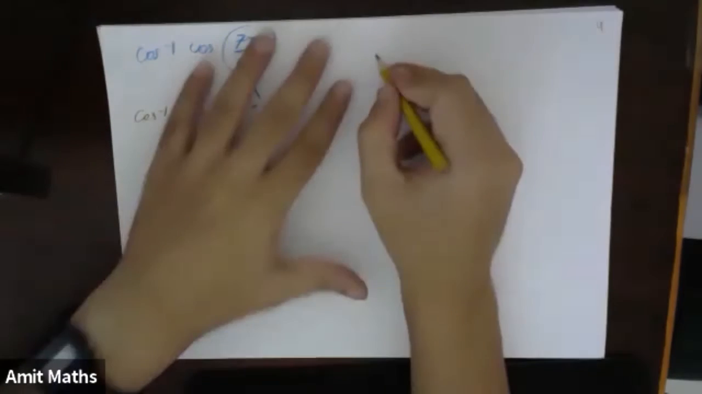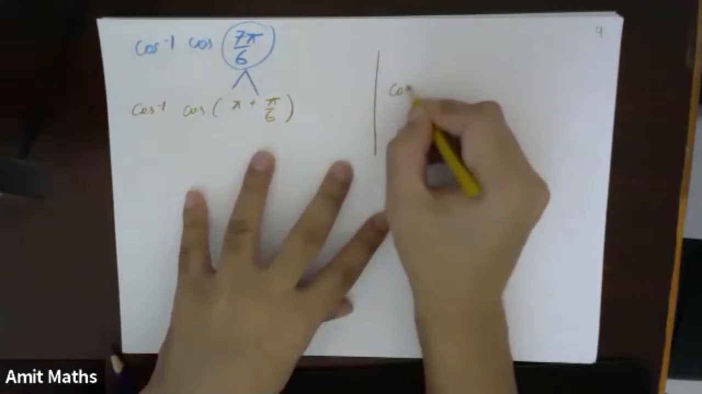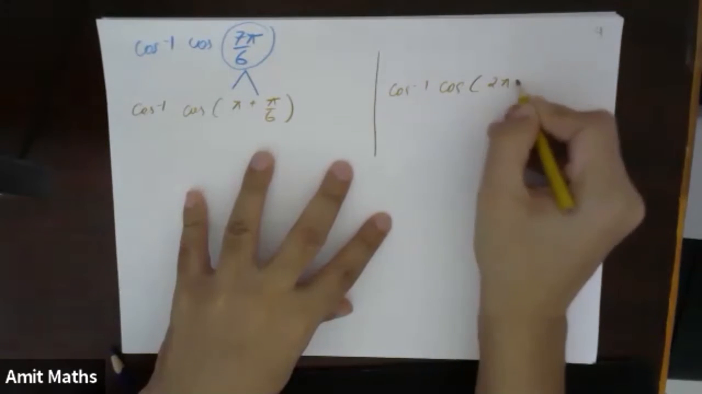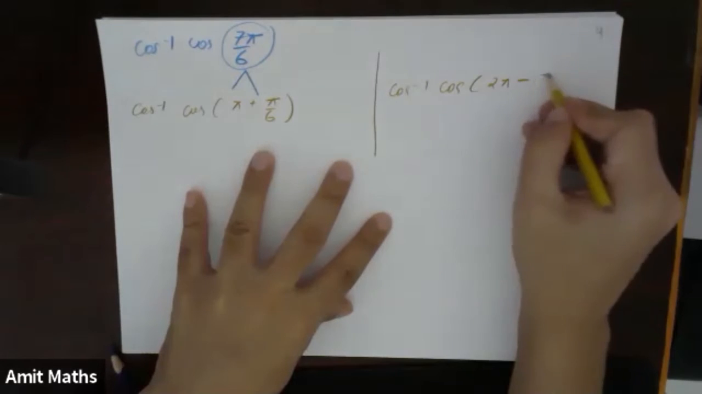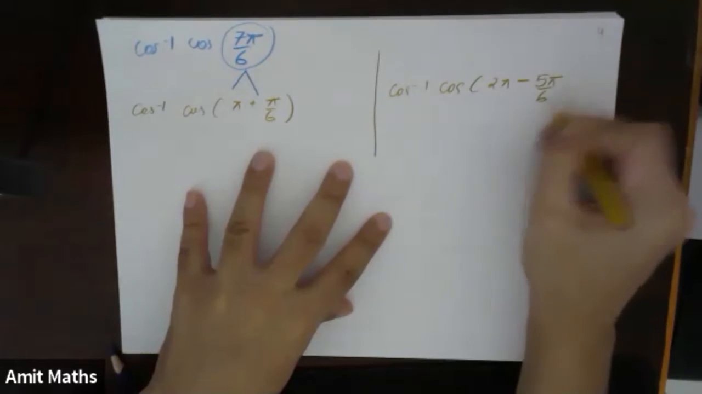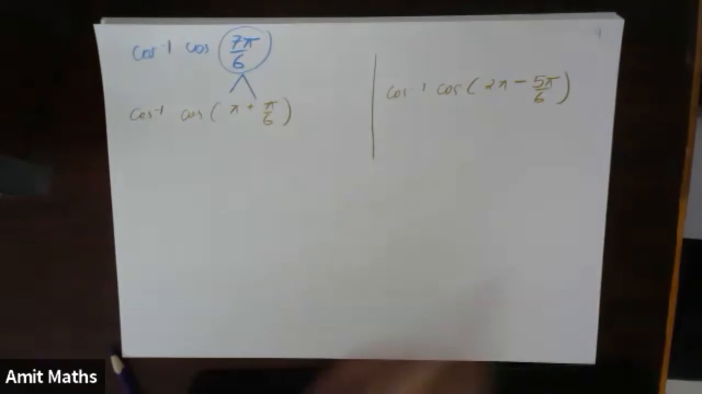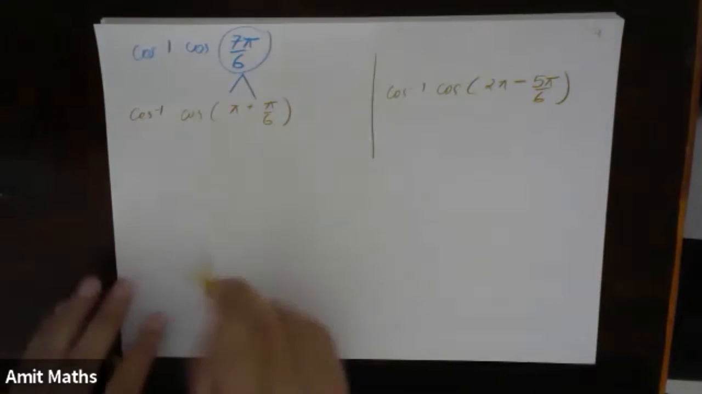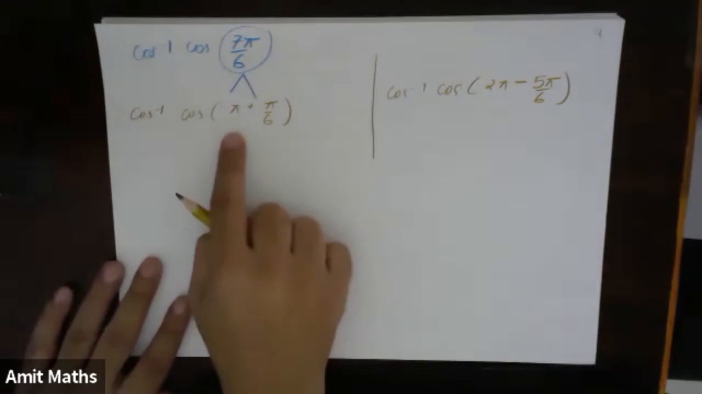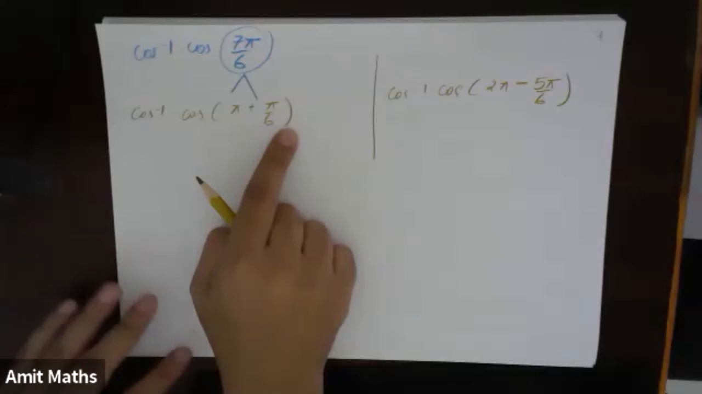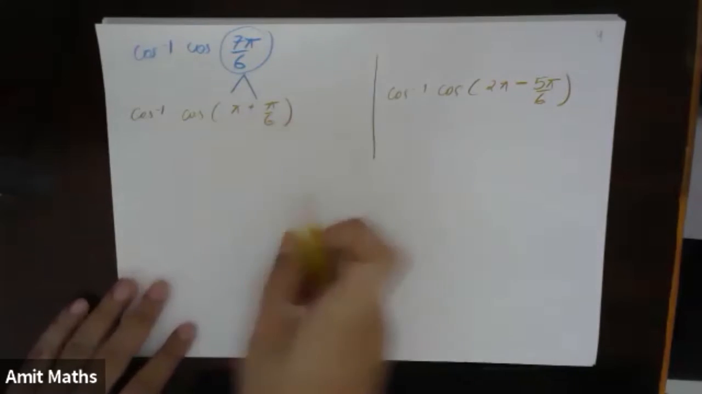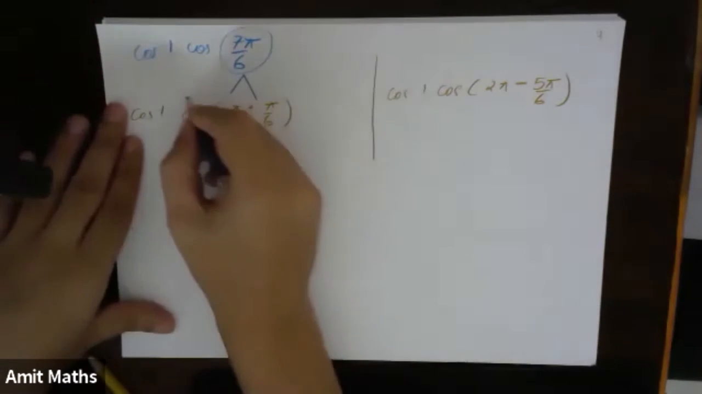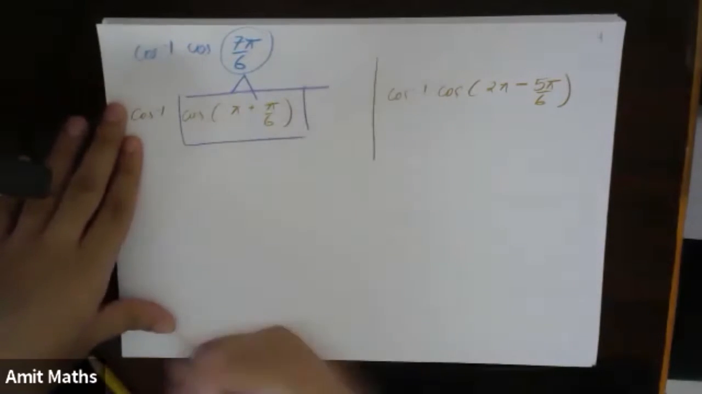Another way of writing is cos inverse of cos of 2 pi minus 5 pi by 6. I will explain why we are writing in both of them. Now when you write pi plus pi by 6, forget about cos inverse. First, let's check for this one.